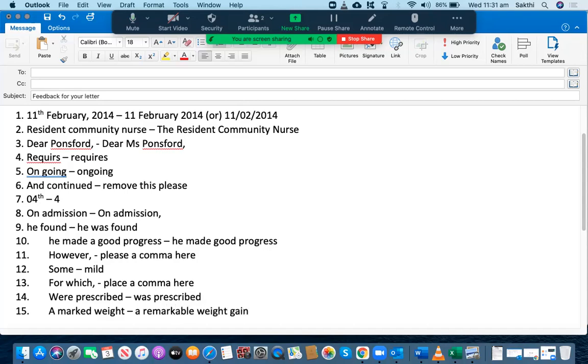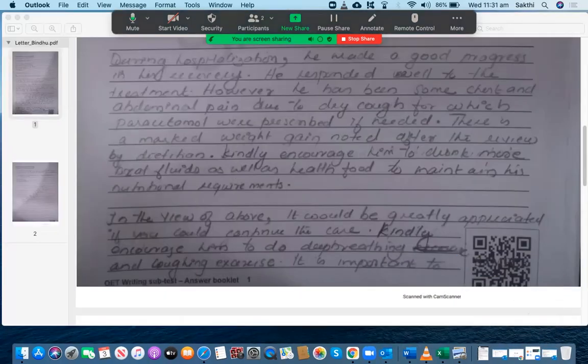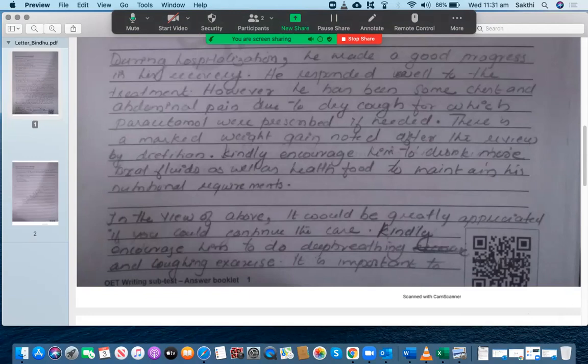Or you can use there was a significant weight gain. Do you know what I mean? Those things would be much better. Marked weight gain doesn't make sense. Noted after the review by dietitian.